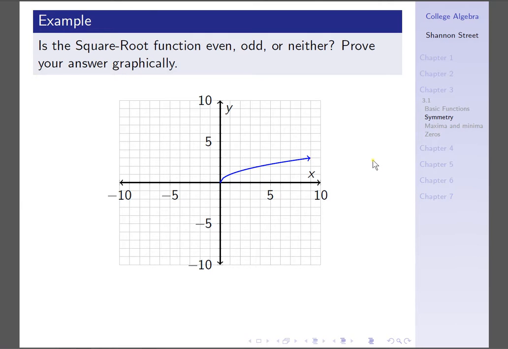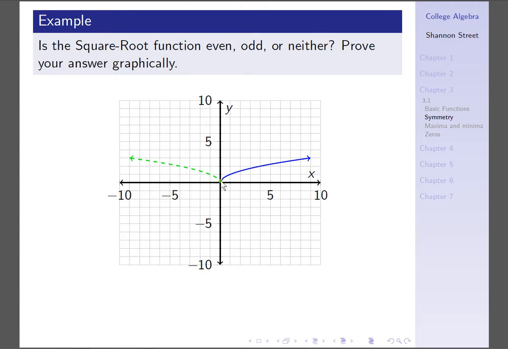So let me see how this looks if I reflect it across the y-axis, to check if it's even first. Well, that's its mirror image, and that certainly does not look like the original graph. This is on the wrong side of the axis. It doesn't overlap what we started with. So this is not even.